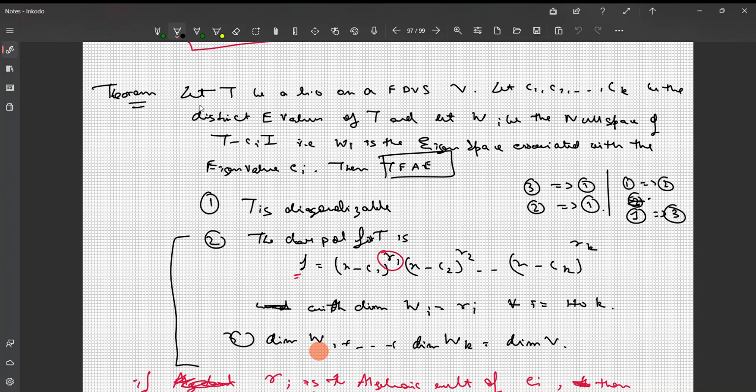And number 3 was the dimension of W1 till the dimension of Wk: if I sum over all these dimensions, then I get the dimension of V. The essential discussion of the previous lecture was that if 2 and 3 hold, then 1 is true, right? So in this lecture we start with an example showing that if T is diagonalizable, then these properties hold trivially. Let us come back to that.